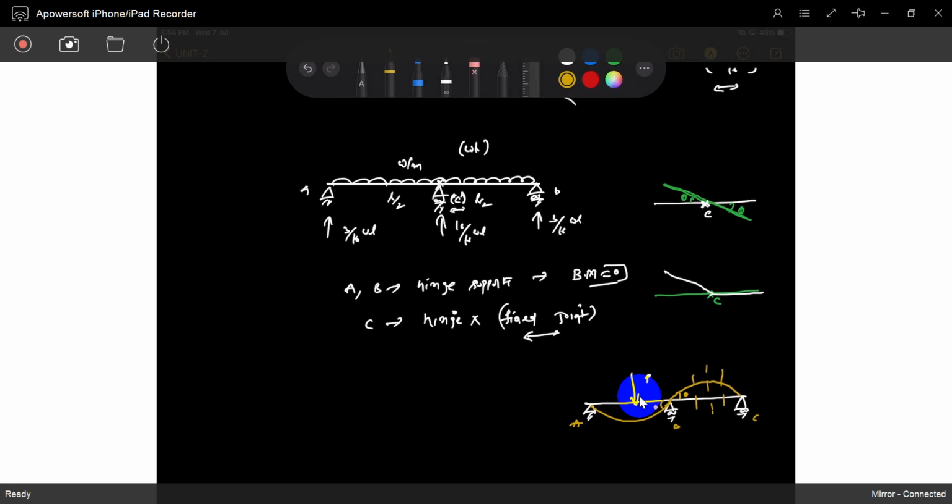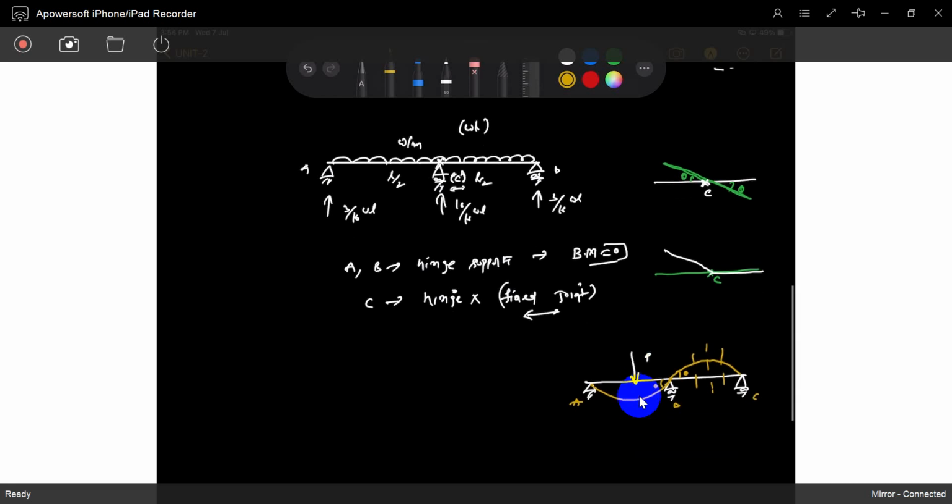Understood? If it is simply supported and you apply a load, this is a simply supported beam. Most bridges use this. If it is simply supported, the load is distributed only over this span. There is no connection.